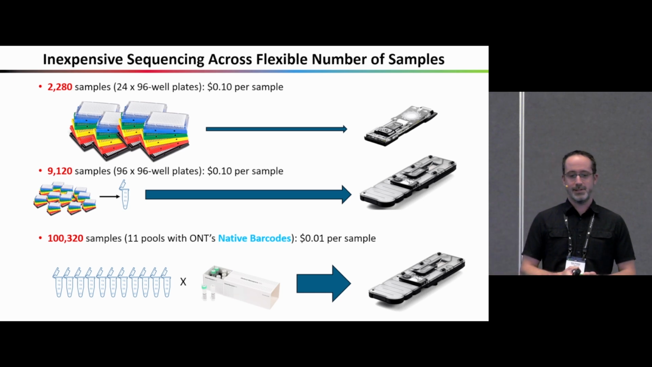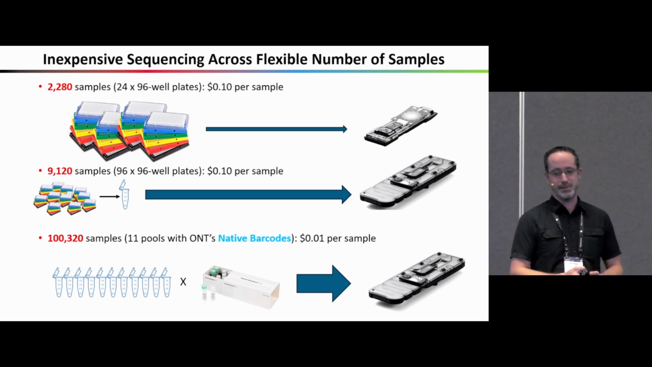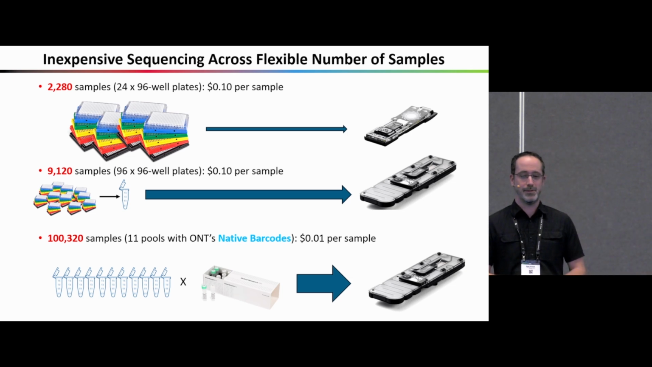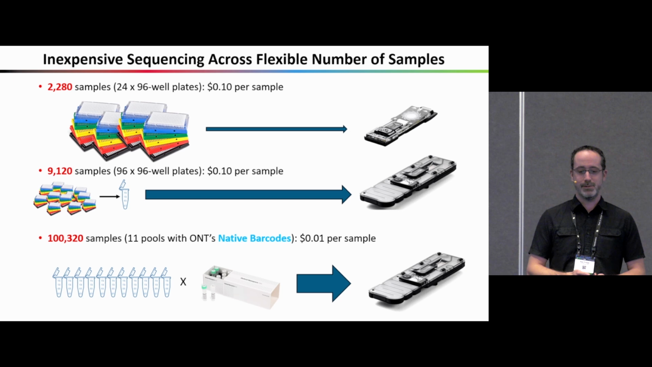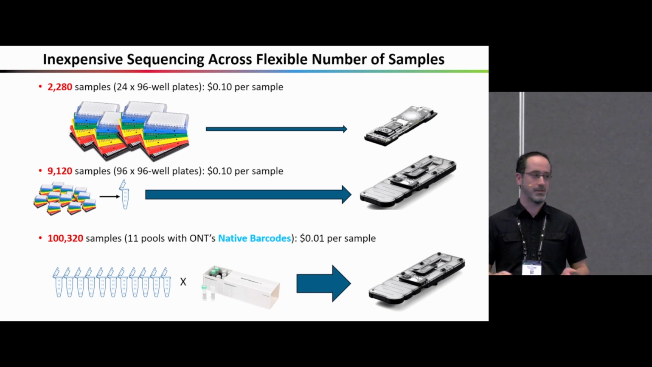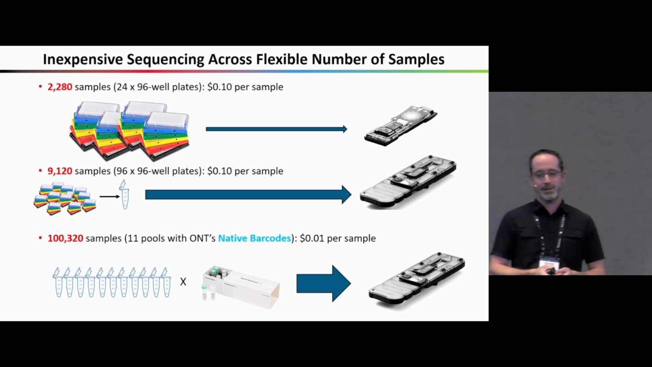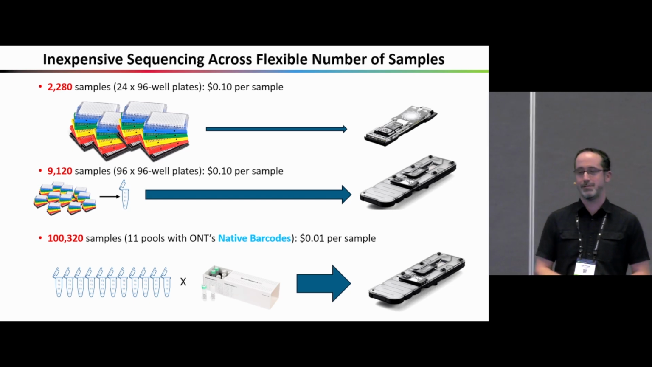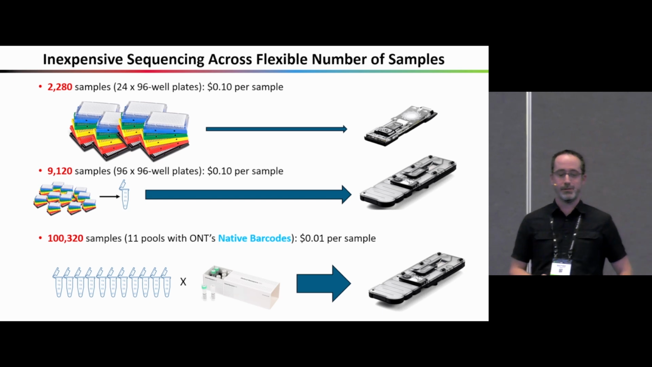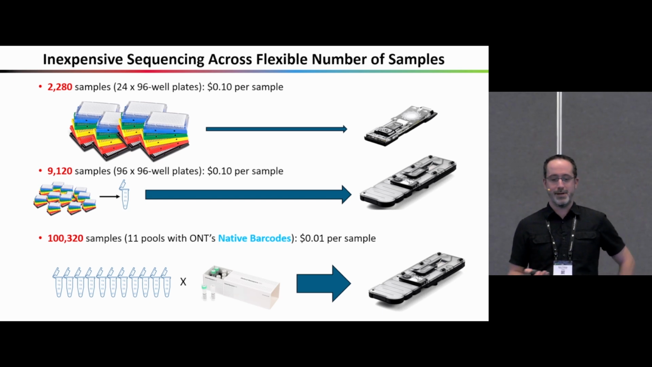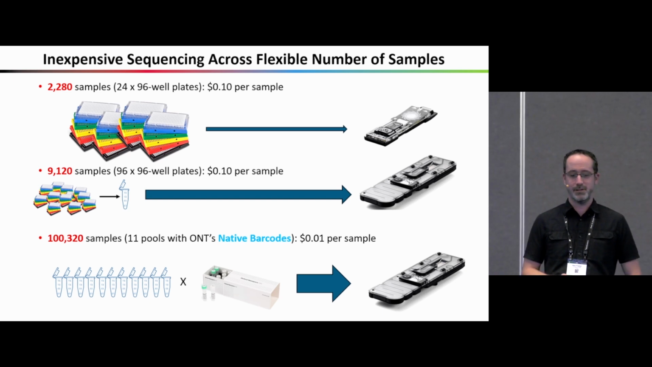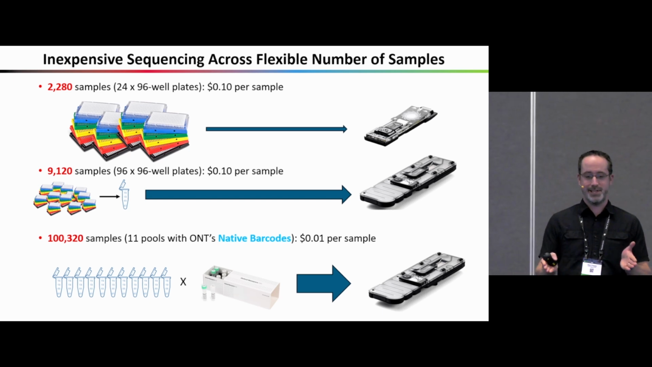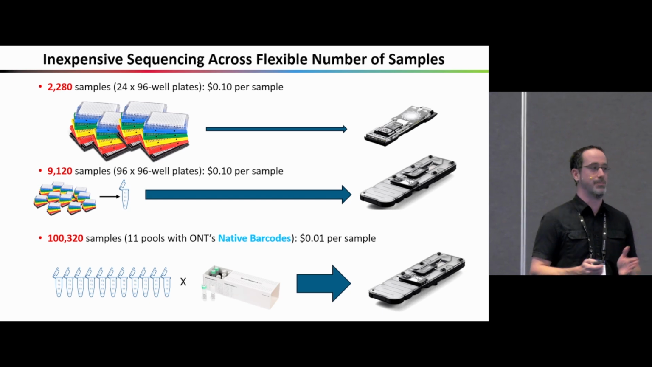So you can sequence really any number of samples, but we sequence in batches of either a little over 2,000, which corresponds to 24 96-well plates, for about 10 cents per sample. We can also sequence a little over 9,000 samples, which corresponds to 96 96-well plates, for the same price using the MinION flow cell as opposed to the first one, which uses the Flongle. Or we can go up to a little over 100,000 samples at a cost of 1 cent per sample using the MinION flow cell, although we do have to employ ONT's native barcodes to achieve that. So this last scale, 100,000, is the one I'm going to be talking about.